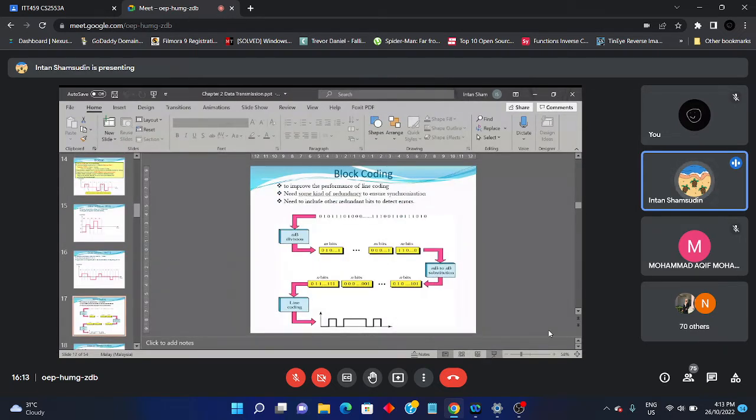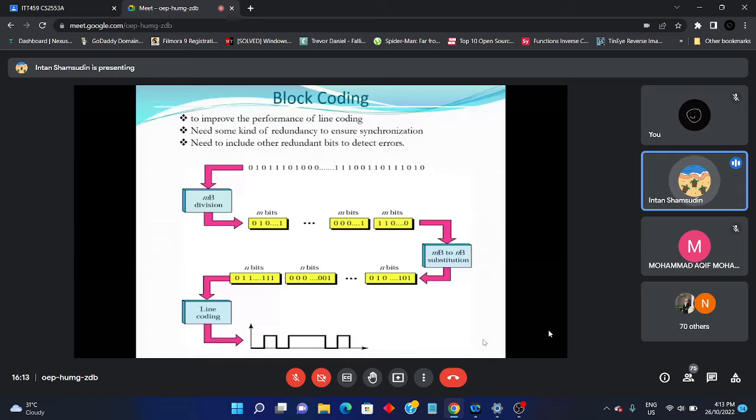So for today we will continue with block coding. Block coding is still under data transmission, right? So what is the function of block coding? It is to improve the performance of line coding. Need some kind of redundancy to ensure synchronization. Need to include other redundant bits to detect errors.